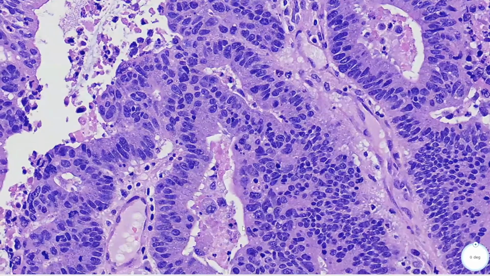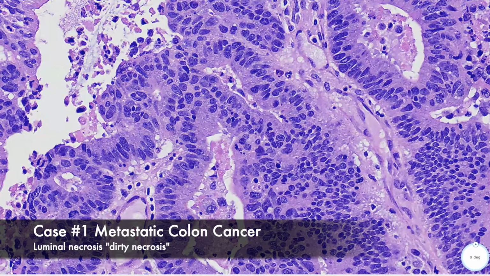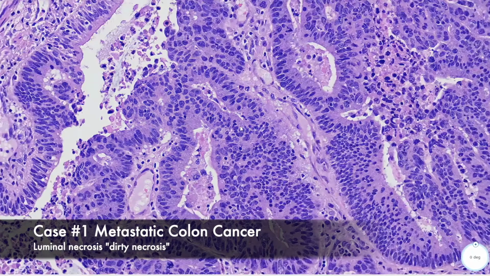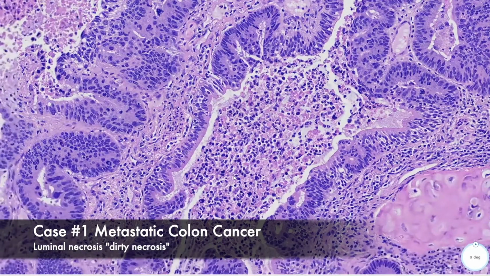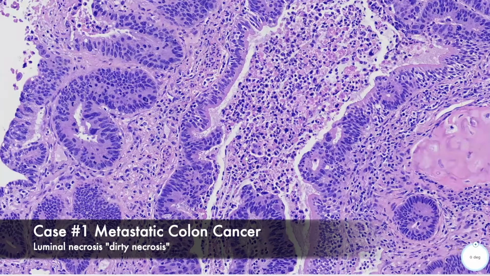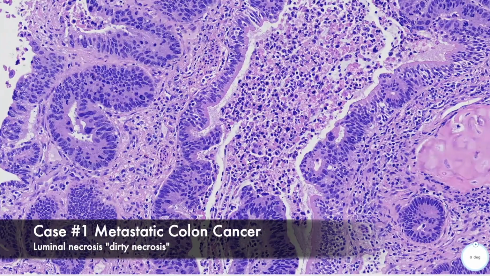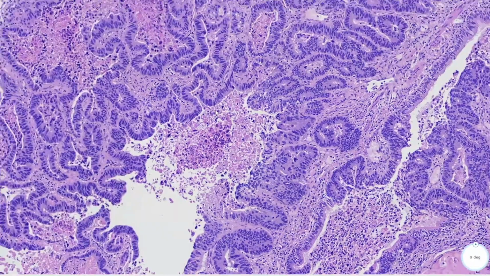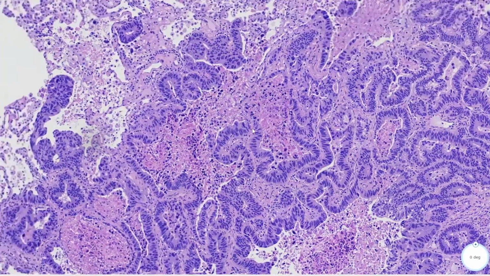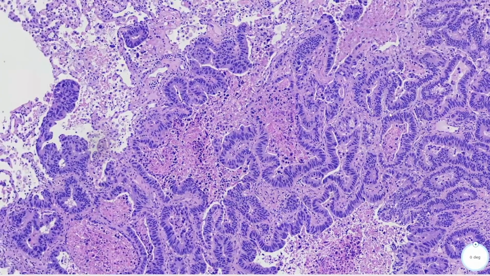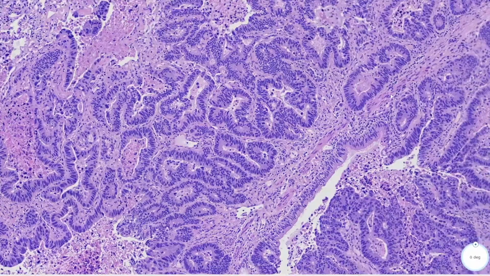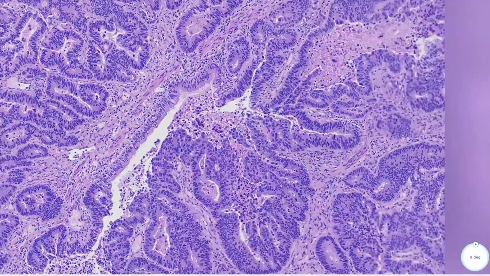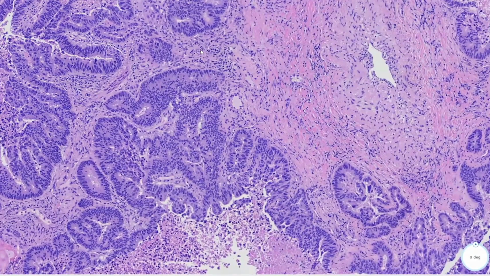And the other key feature here is we're starting to see this luminal necrosis within the lumen of these poorly formed glandular structures. This is often referred to as so-called dirty necrosis, and that is a characteristic feature of this tumor. And so right now we would be at an adenocarcinoma. You can also notice the desmoplastic stromal reaction associated with this.